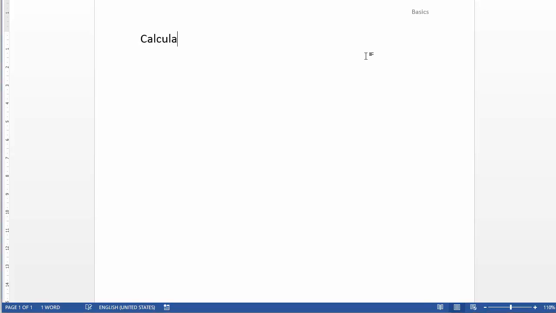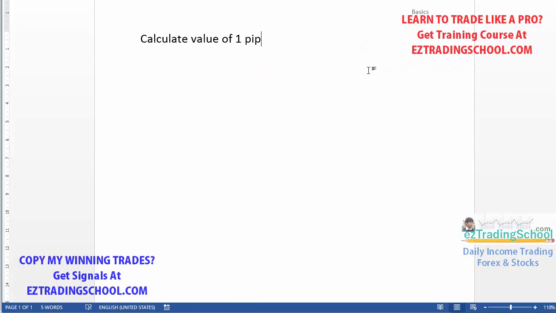Let's calculate the value of 1 pip. And how would we do that? Different currencies have different values. For example, the euro could be valued at 1.25 or so. That's why we have the concept of a pip and the changes for each currency.